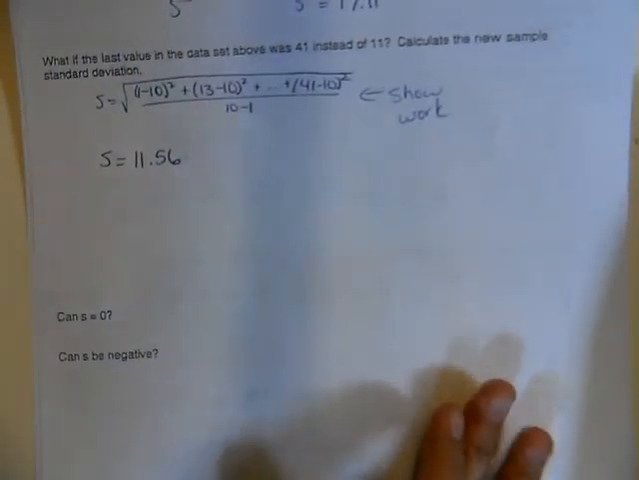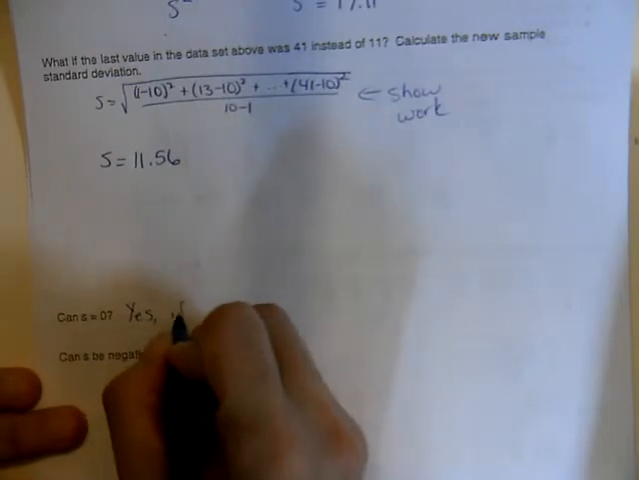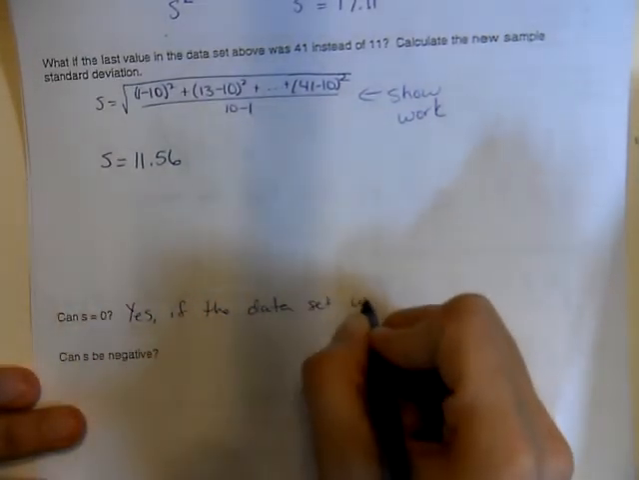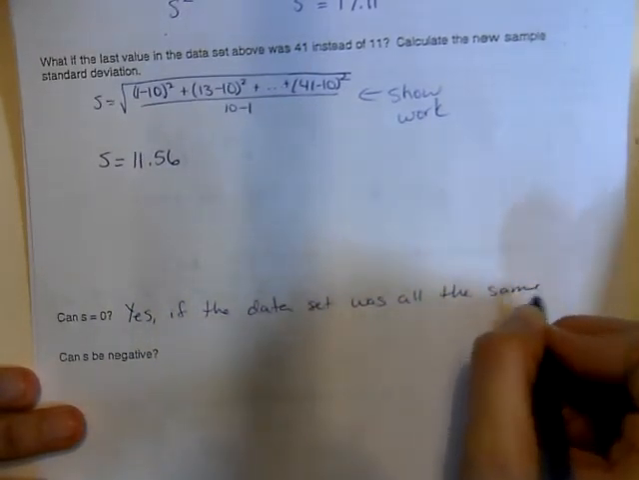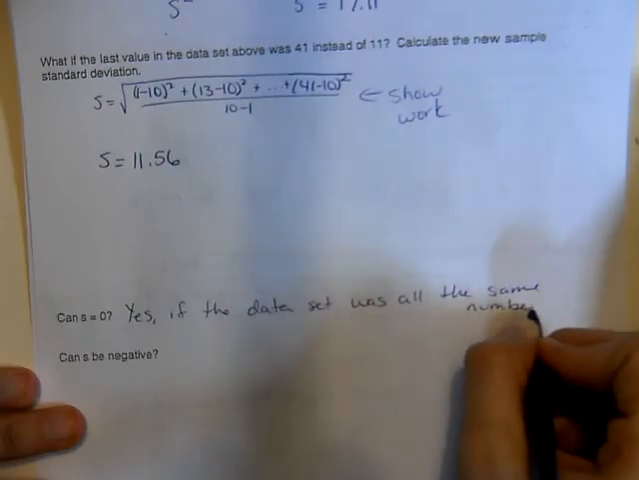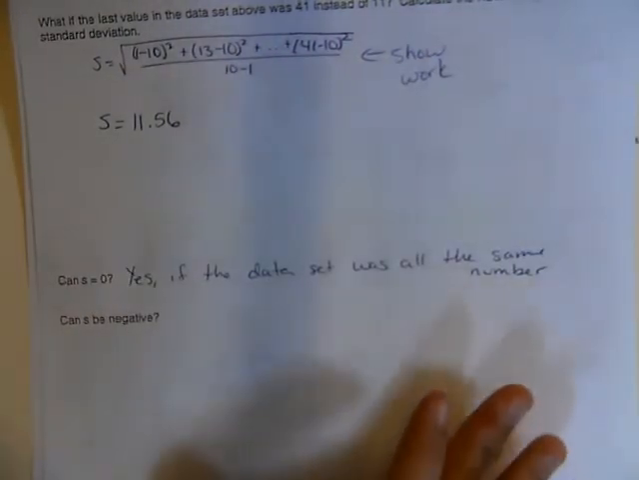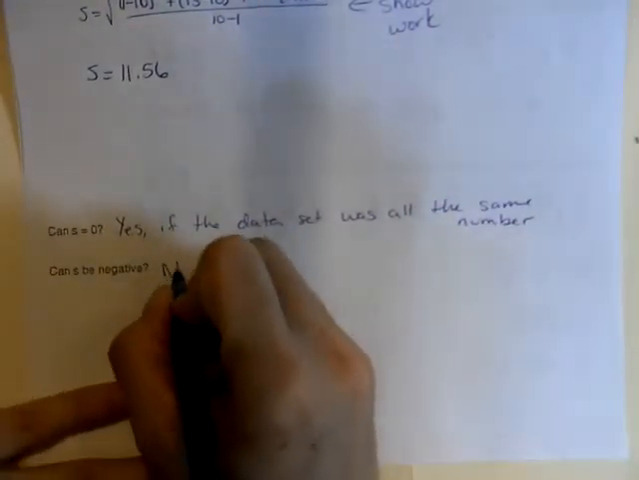Okay. Can S be 0? Yes, if the data set was all the same number. So if I had every person get the same quiz grade, my standard deviation would be 0. I'd have no spread. Can S be negative? Well, I kind of gave you a sneak peek of that. Can S be negative? No.